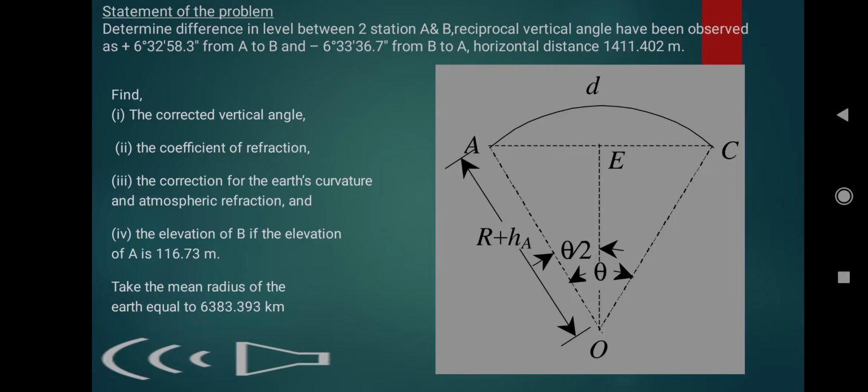And the elevation of B is to be found, if the elevation of A is 116.73 meters. Here the mean radius of the earth is taken as 6383.393 kilometers.